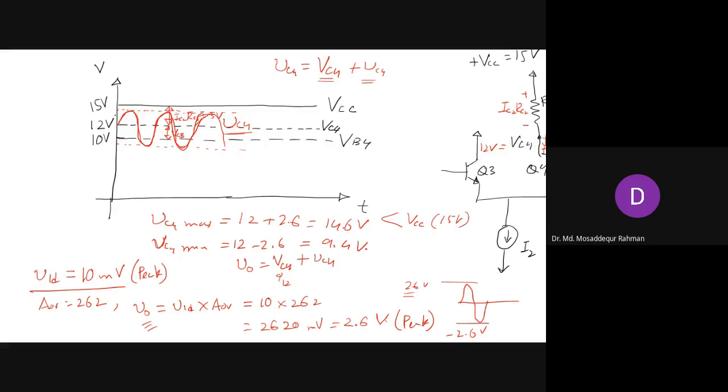So that is fine. But in this case, the VC minimum value is lower than VB4, which is 10 volt. So this collector voltage at some point of time goes below the base voltage of the Q4.